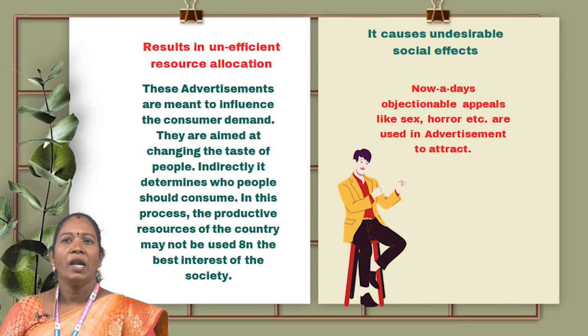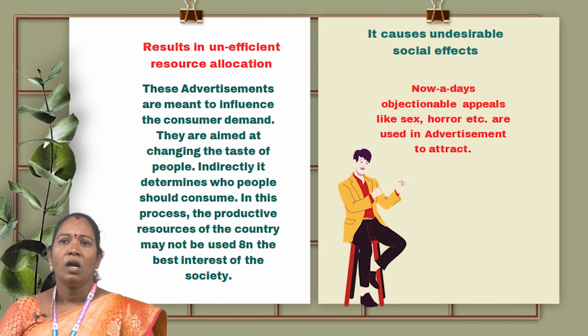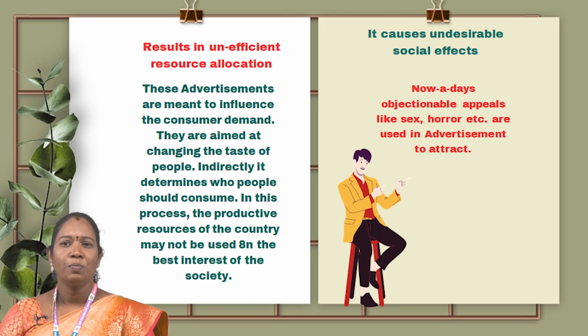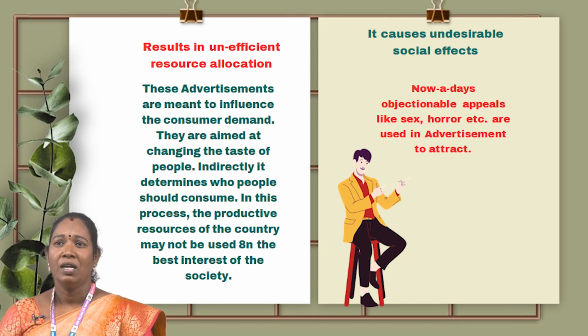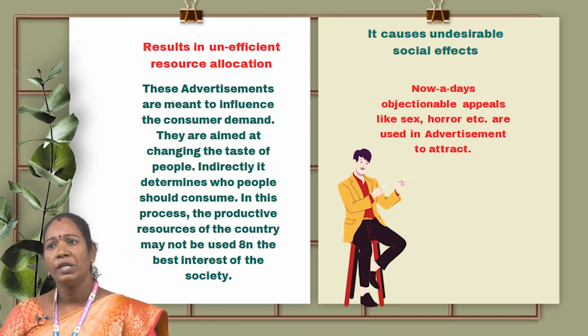Third one is that it results in inefficient resource allocation. These advertisements are meant to influence consumer demand. They are aimed at changing the taste of the people. Indirectly, it determines what people should consume. In this process, the productive resources of the country may not be used in the best interest of the society. Last one is that advertising causes undesirable social effects. Nowadays, objectionable appeals like sex, horror, etc. are used in advertisements to attract.